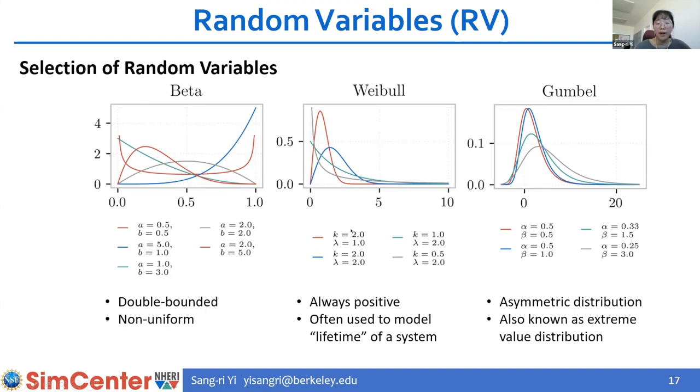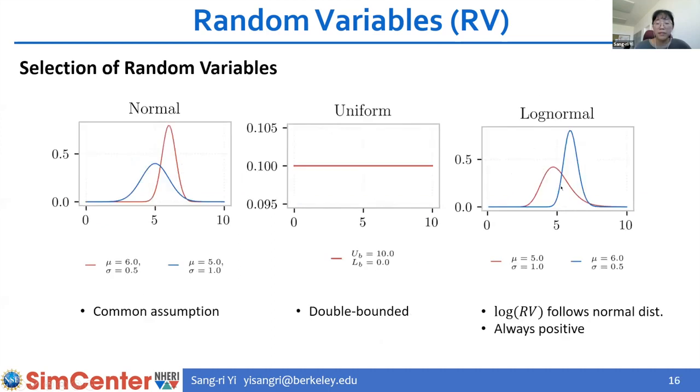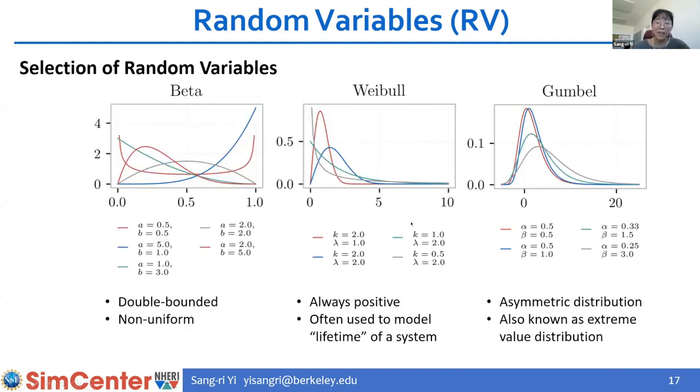And then there is the Weibull distribution, which is also strictly positive, but it has a different functional form from the log normal distribution. So this can also be a choice when parameters are always positive. One widely used application is when you have a random variable that represents the lifetime of a system; then the Weibull distribution is a common choice.